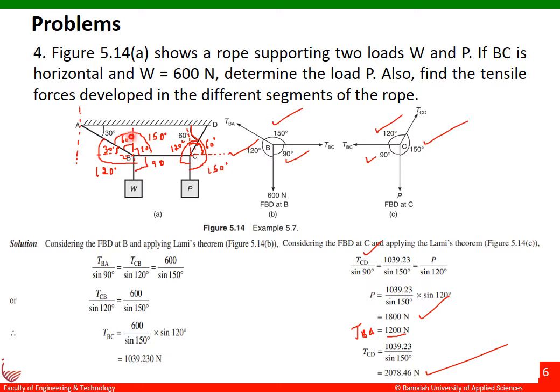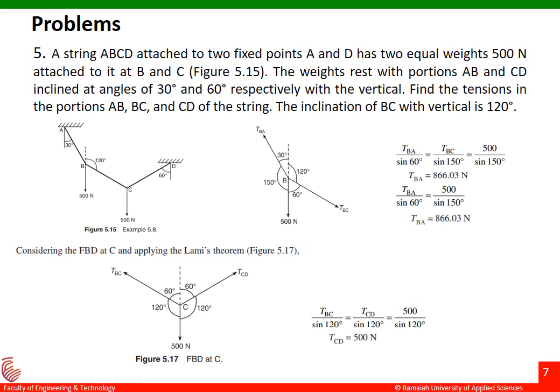So the value of P is asked in the given question. What is asked here? Find out the value of P. So the value of P is 1800 Newton. This is the first part of the question. The next part of the question is to find the forces developed in different segments of the rope. TBA we have found out here, that is 1200. Next is TBC, that is 1039.23.